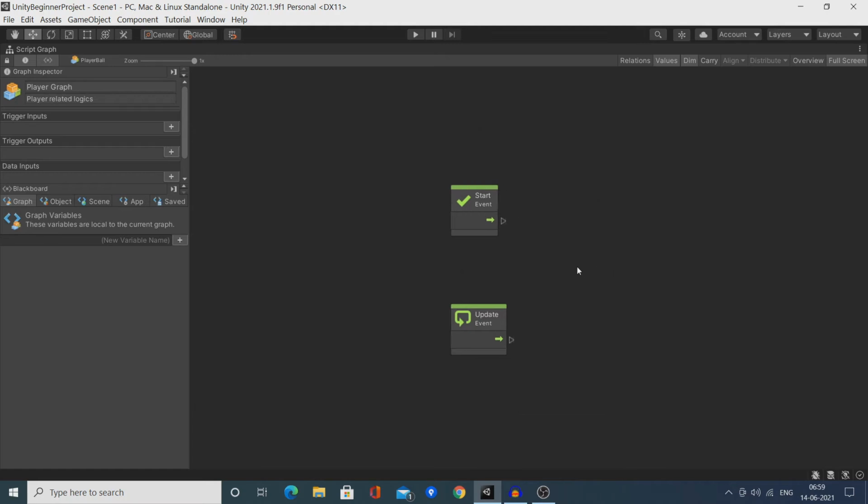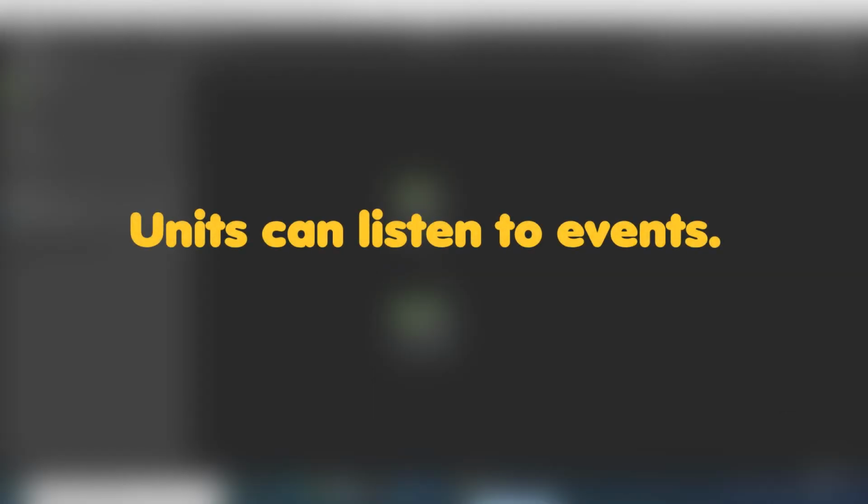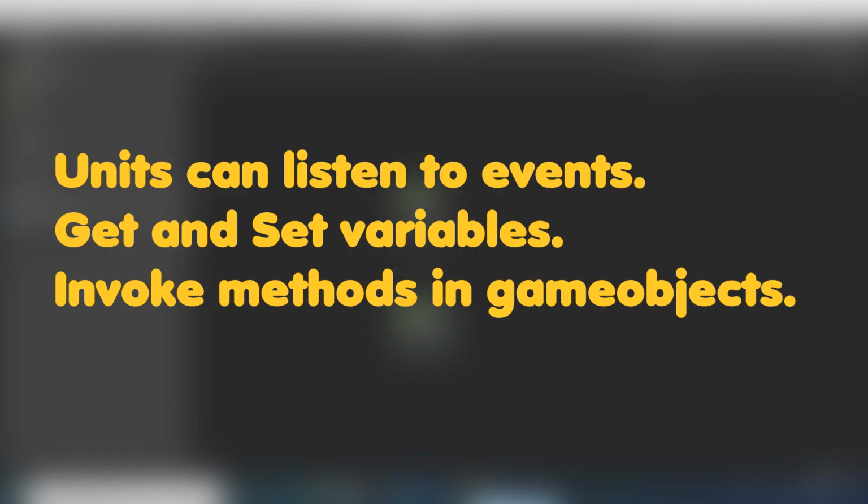The 2 blocks that you see in the Script Graph window are called units in Visual Scripting. Units are the most basic element of computation in visual scripting. For example, they can listen to events, they can get and set variables, they can invoke methods in a game object, and many more.